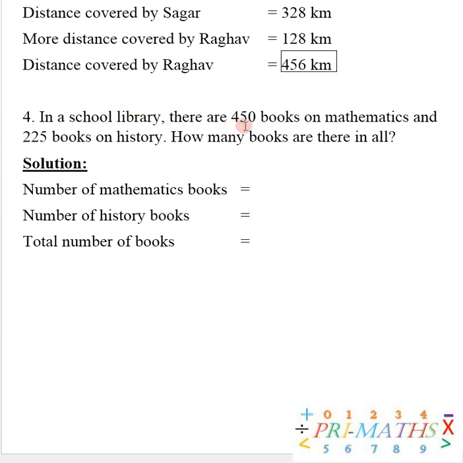Now, in a school library there are 450 books on mathematics and 225 books on history. How many books are there in all? So number of mathematics books is 450. Number of history books 225. So add both the numbers, and you will get the total number of books in all.